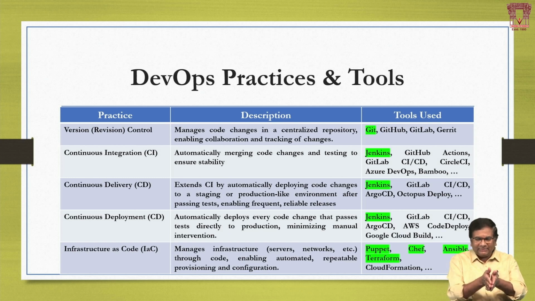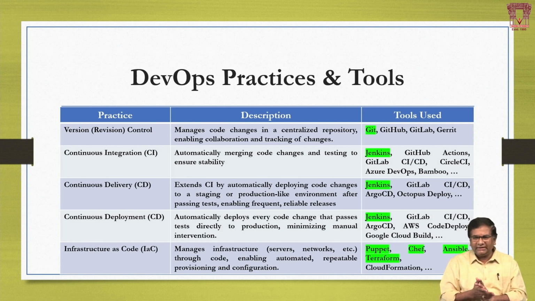Again, as I explained multiple times in the previous presentation, getting infrastructure like servers, networks, and all that stuff should not be a manual process. It should be managed infrastructure through code or scripts, enabling automated and repeatable provisioning and configuration. There are certain tools that are already available like Puppet, Chef, Ansible, Terraform.